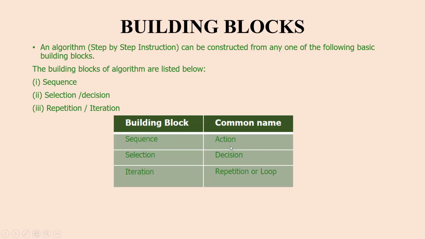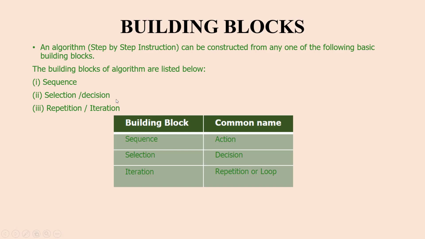So what is a building block? Before going for building blocks of an algorithm, what is an algorithm? An algorithm is a step-by-step instruction. It can be constructed from any one of the following basic building blocks. The building blocks of an algorithm are listed below: sequence, selection, and repetition. So building blocks are sequence blocks, selection or decision blocks, repetition or iteration blocks.